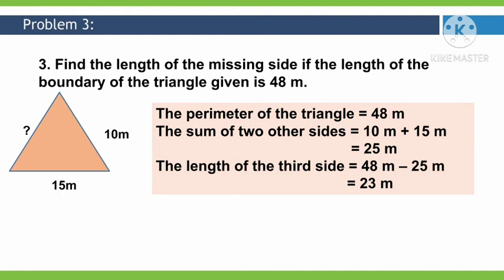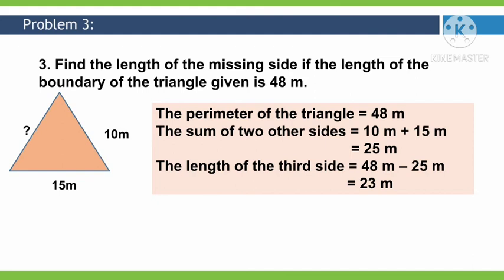One is 15 meter, the other side is 10 meter, and the third side is missing. We want to find the length of the missing side. But they have given the total length of the boundary is 48 meter. So first you have to find out the sum of the two sides given.